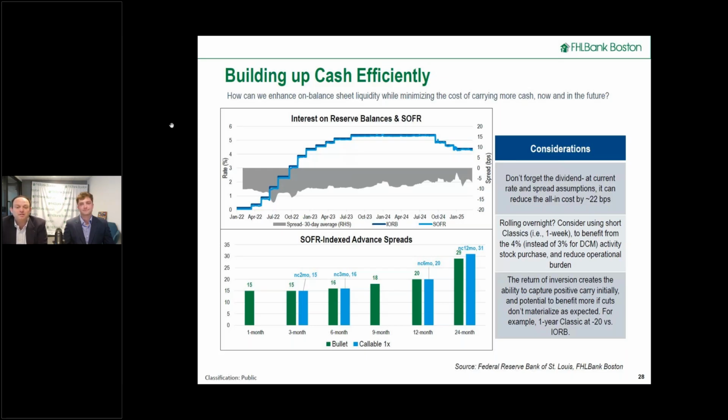The other thing I'll point out, in a similar vein to the term floater that we just talked about, is we have another version of that, the SOFR index advance and the callable SOFR index advance. You can see some pricing down below where we look at the traditional bullet advance, where it's going to reprice at a spread, but also the callable version. If you look right there in the middle, the 6-month, no call 3 months. That means you get a 6-month maturity, and then at the 3-month mark, you're able to pay down the advance, not subject to any prepayment fees.